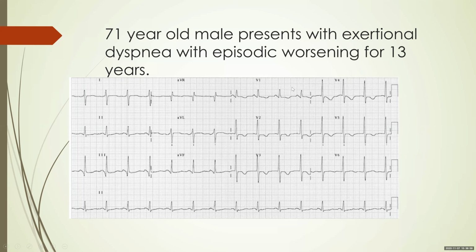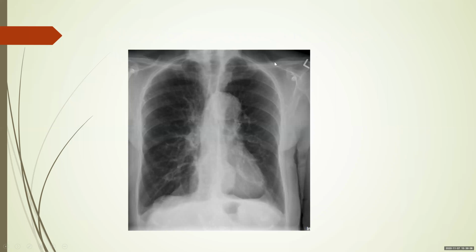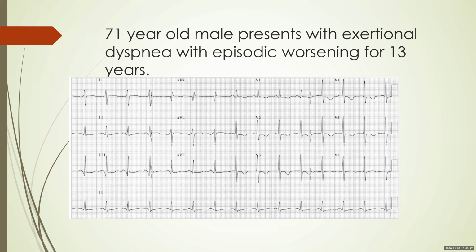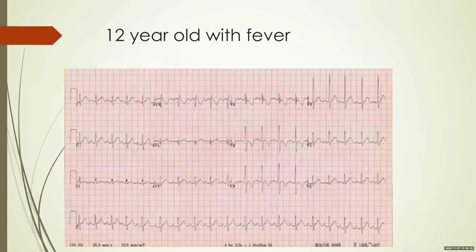In the background of a long-standing dyspnea for 13 years, you start thinking of a respiratory disease causing RVH, that is cor pulmonale. You can see this patient has COPD, as indicated by emphysematous chest fields on both sides. It's actually a case of COPD and cor pulmonale. This does not mandate antiplatelets. In the case of a 12-year-old with fever, you can see a certain degree of sinus tachycardia with T inversions in V1 to V3. Again, not CAD.